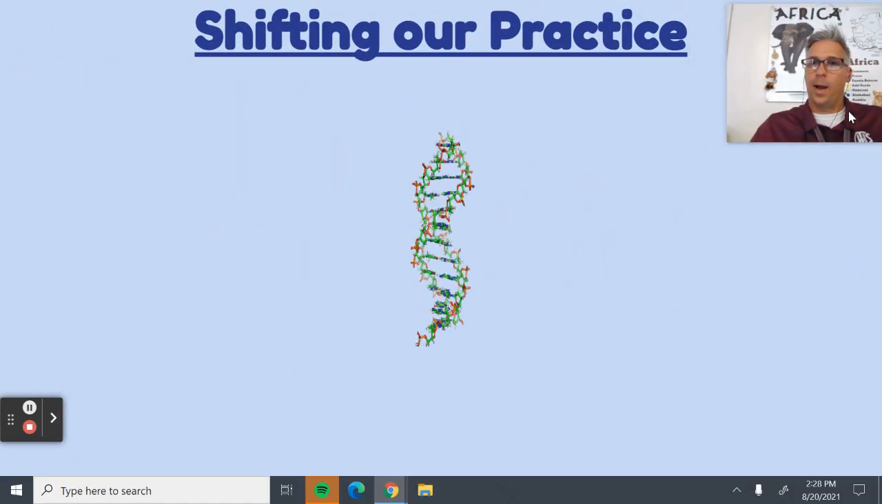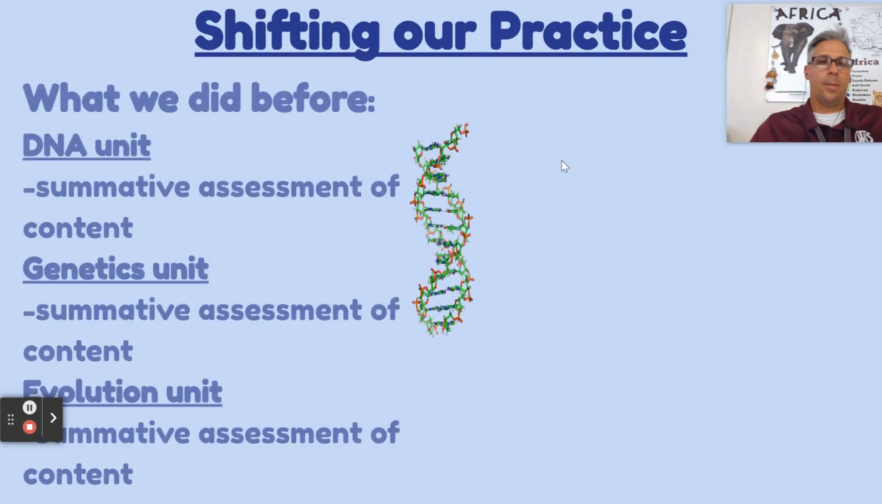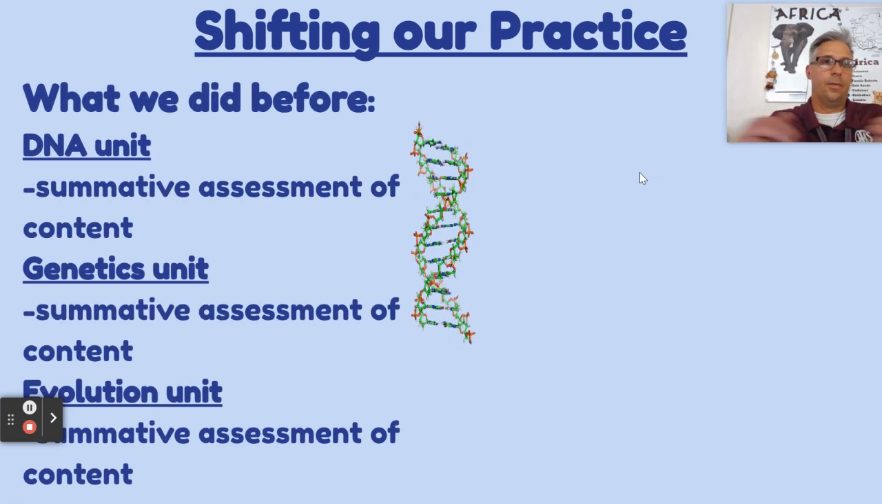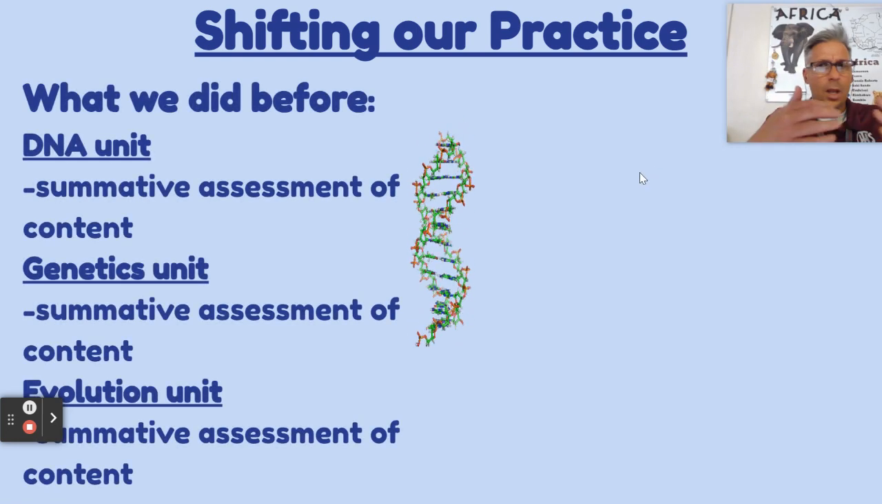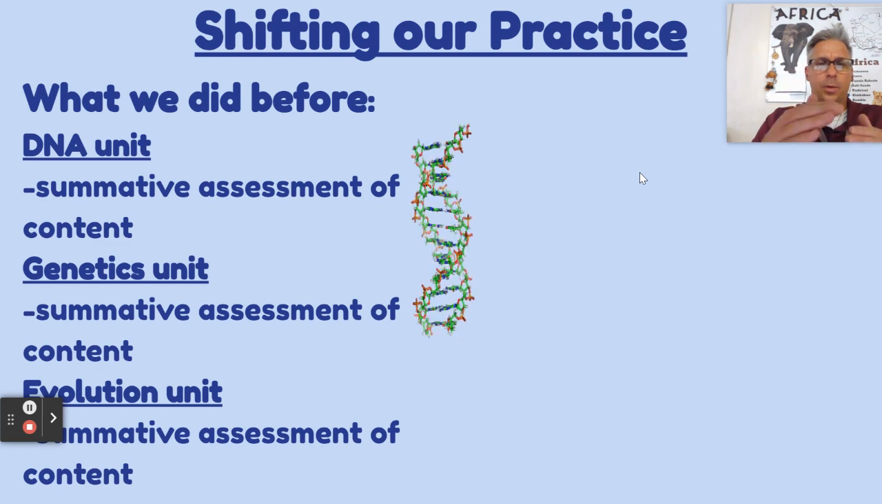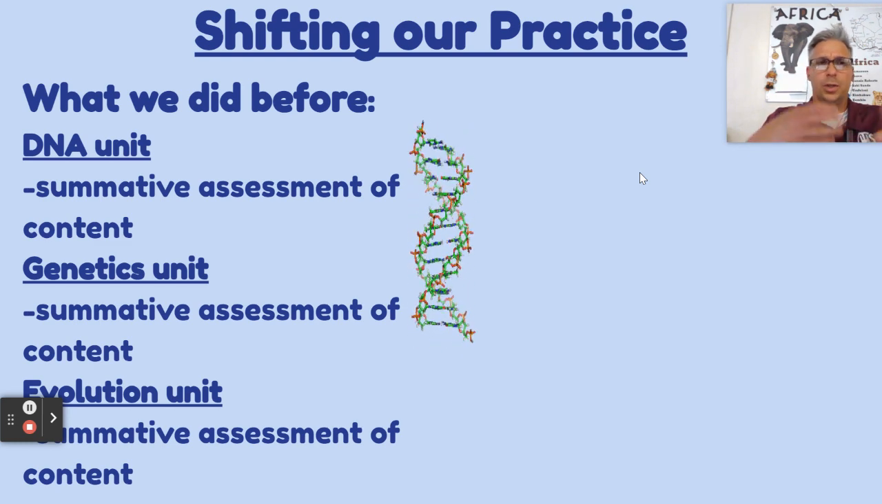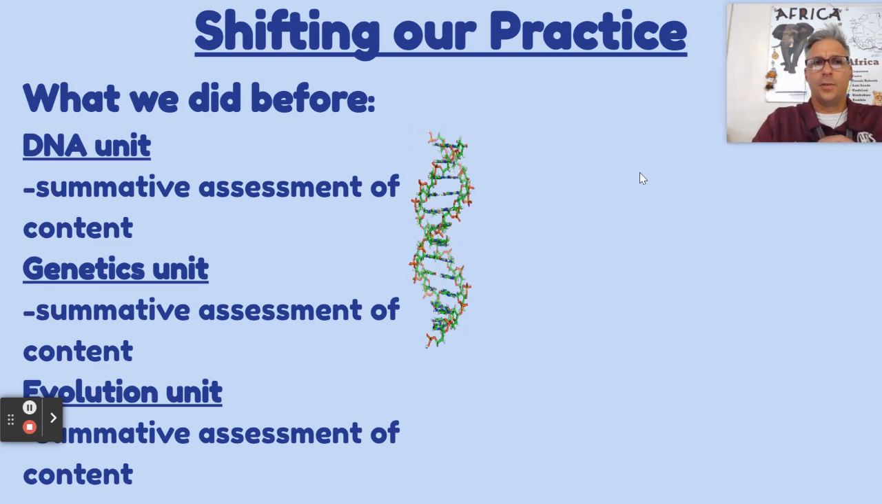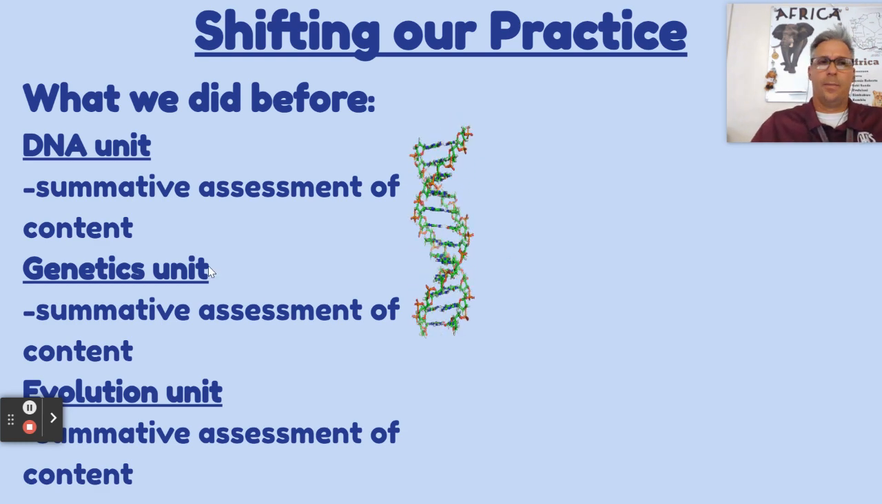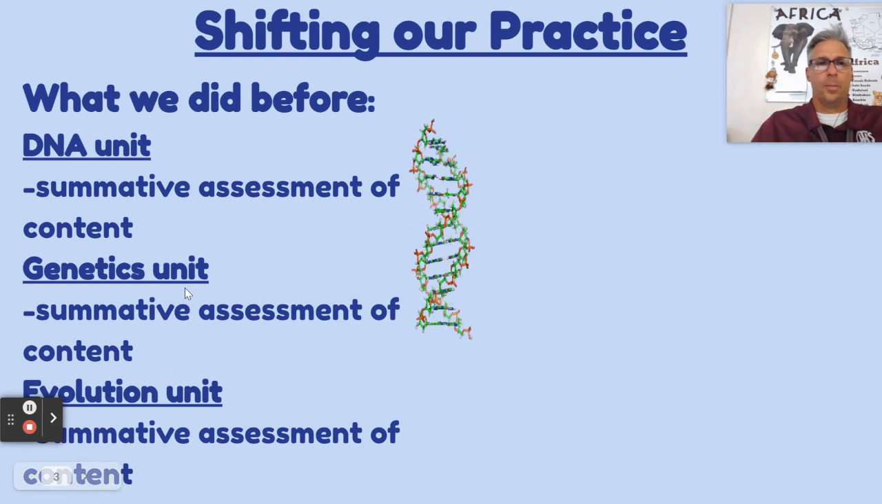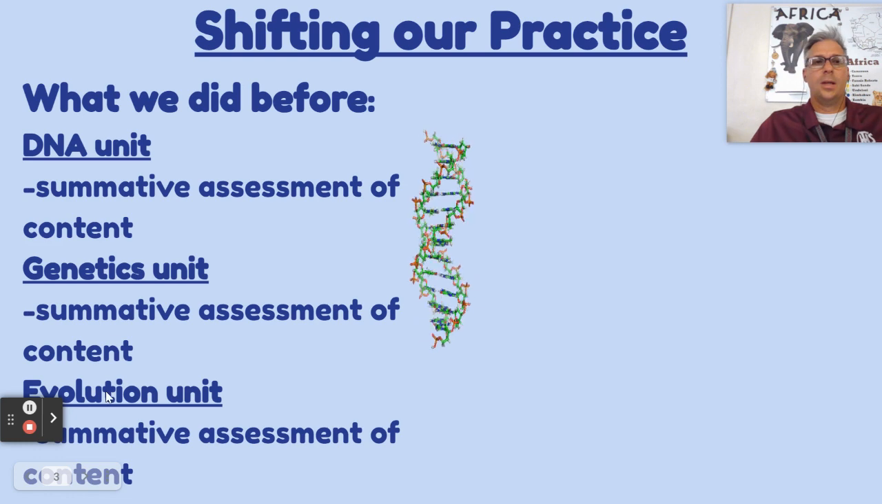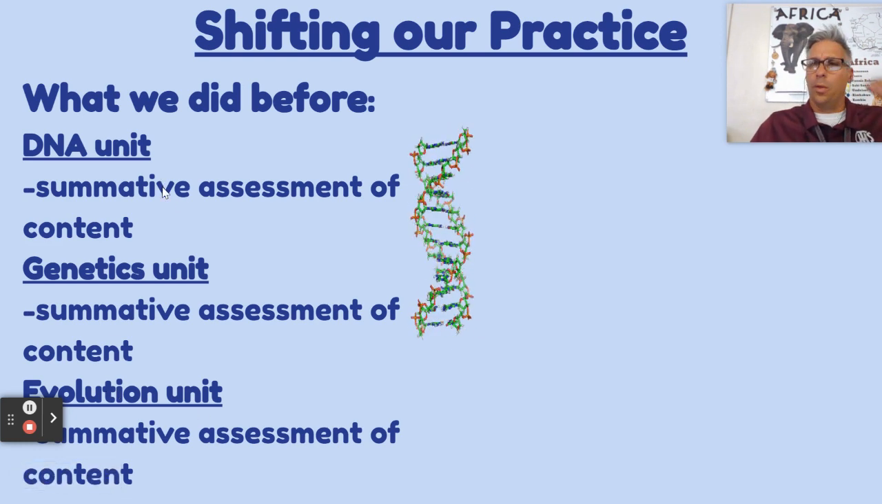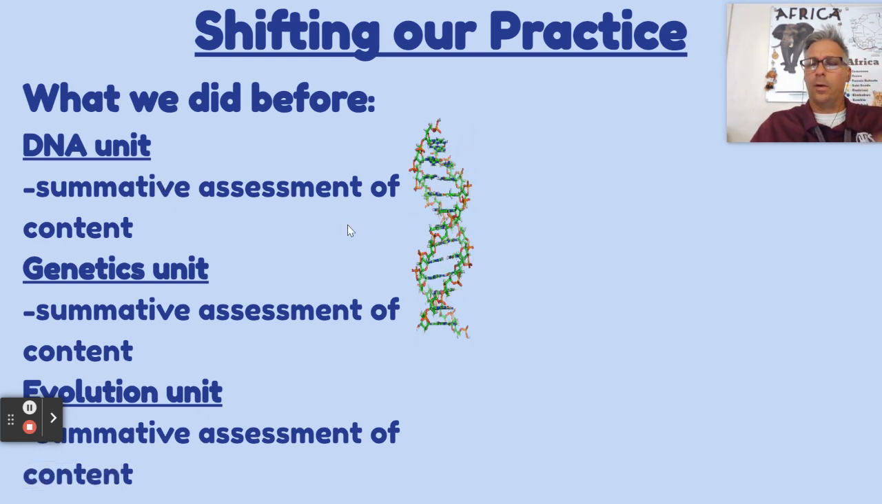So the shifting of the practice has been, think about when we went to school, right? What we did before is we would cover a chapter or a unit on DNA. We do activities and lecture and different worksheets and so on, and we take a summative chapter assessment. We would do the same for a genetics unit, cover material, and then take a chapter test, and then an evolution unit. So separate and in a linear fashion.